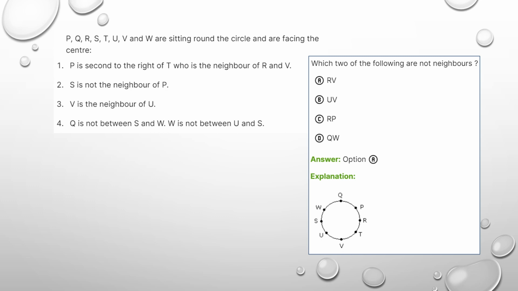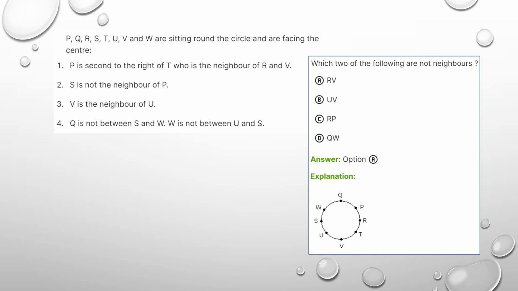Now the second point given here is S is not the neighbor of P. So ultimately this S is a little far. Now the third point indicates that V is the neighbor of U. So now R, T, V positions are fixed and the new neighbor of V is U. So now these 4 points are fixed, that is R, T, V and U.